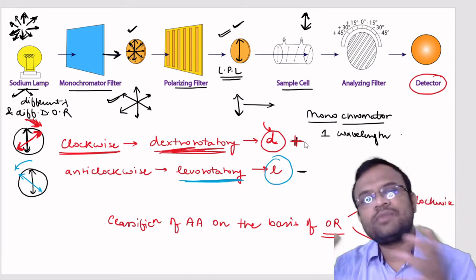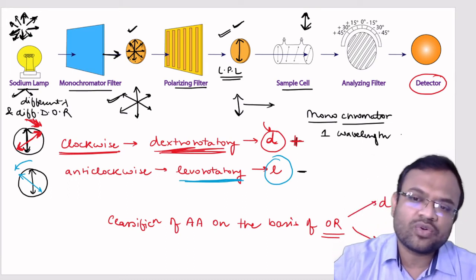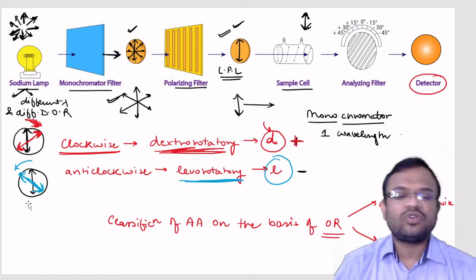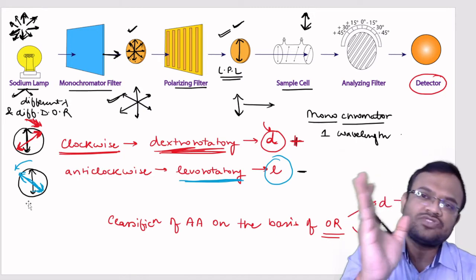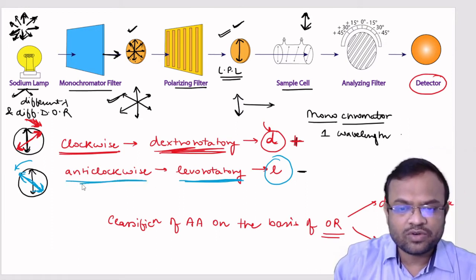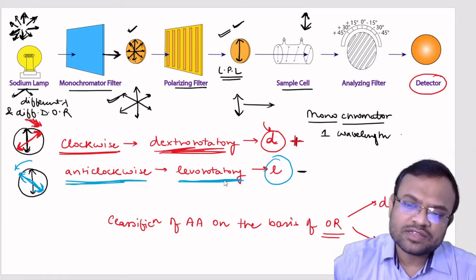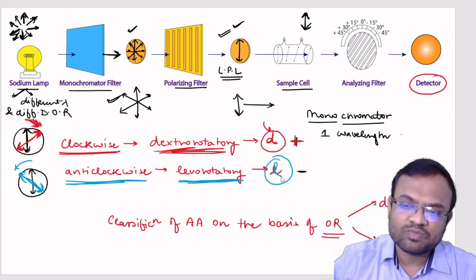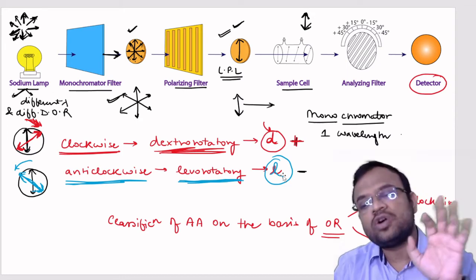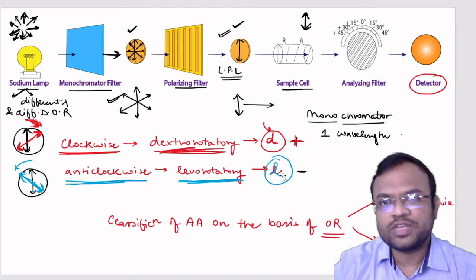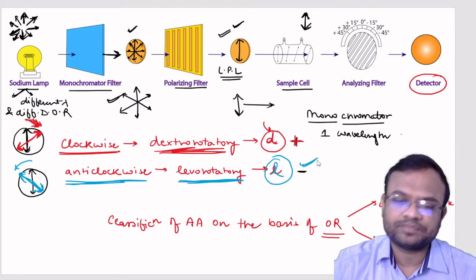If I talk about some other kind of amino acid, it can rotate the plane polarized light towards the left-hand side like this. In the second case, you can see over here that the light has rotated towards the anti-clockwise side. Anti-clockwise is called levorotatory, and this levorotatory is shown by the letter small l, not capital L, small l. This anti-clockwise direction can also be represented by a minus sign.